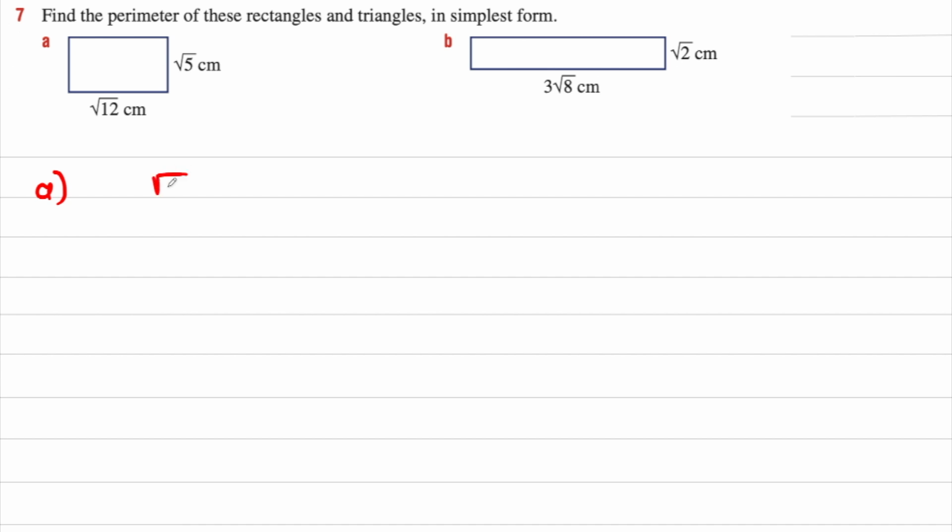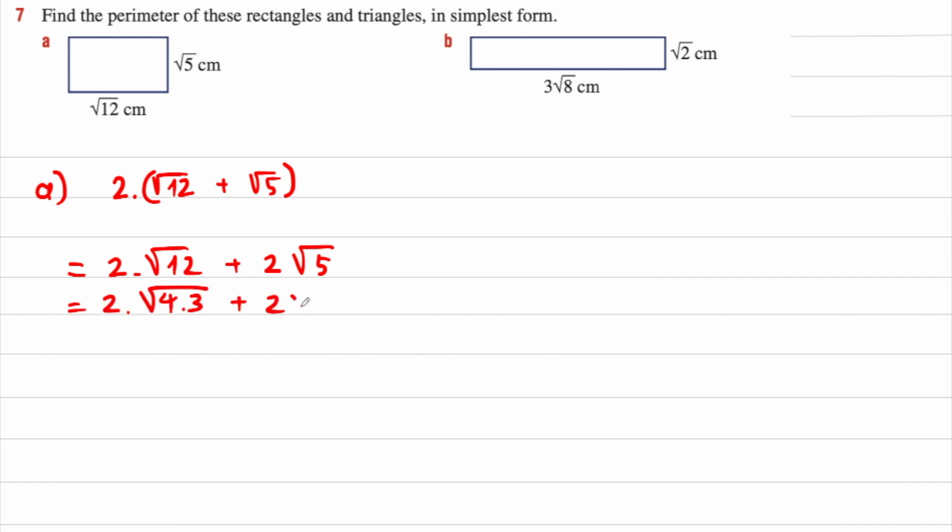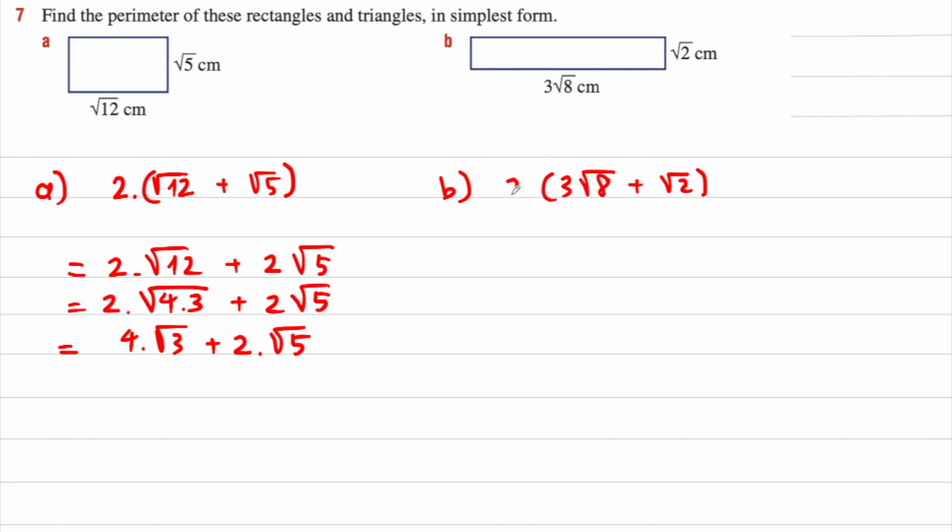Rectangle: square root 12 plus square root 5, and then you have to multiply by 2. So 2 times square root 12 plus 2 times square root 5. 2 times 4 times 3, plus 2 square root 5 here. And you get 4 square root 3 plus 2 square root 5. And question B, 3 square root 8 plus square root 2, and inside this bracket for the perimeter you have to take 2 outside.